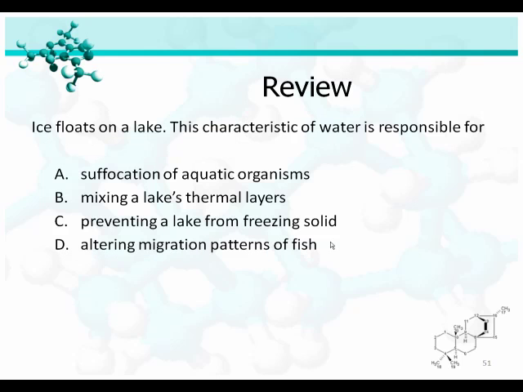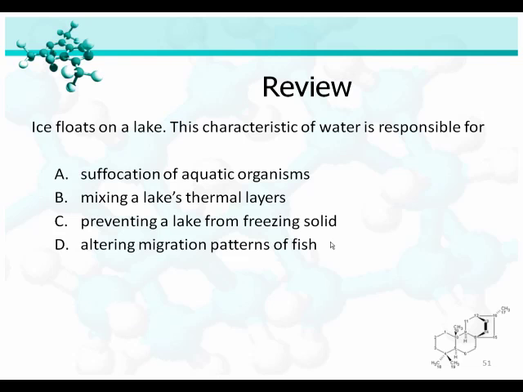Ice floats on a lake. This characteristic of water is responsible for: A, suffocation of aquatic organisms; B, mixing a lake's thermal layers; C, preventing a lake from freezing solid; D, altering migration patterns of fish. If we think back to the properties of water with high heat capacity, that should tell you that the correct answer is C, preventing a lake from freezing solid.